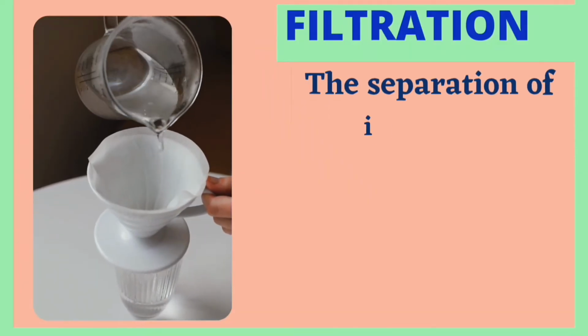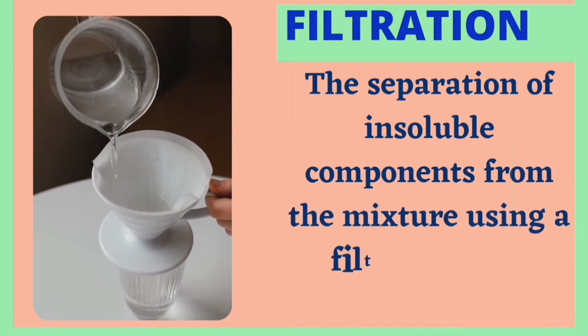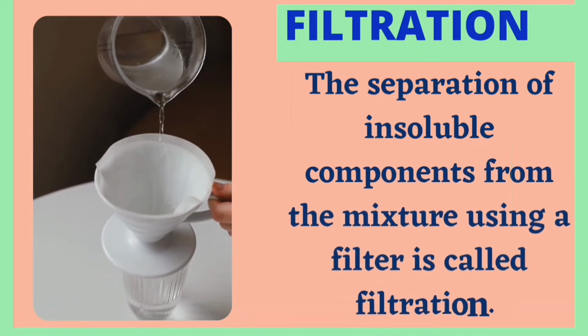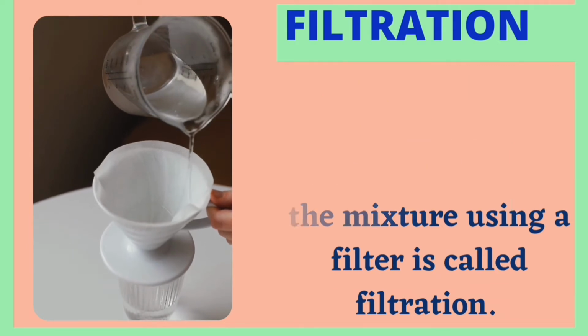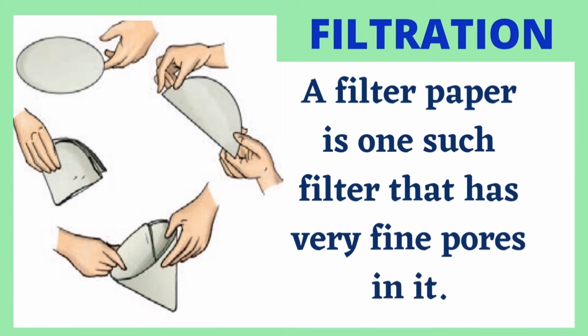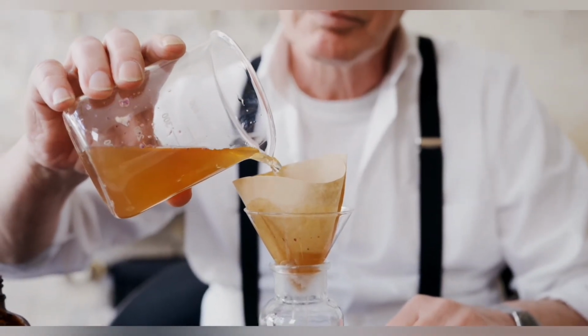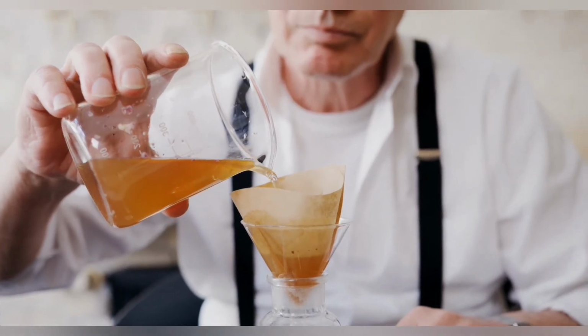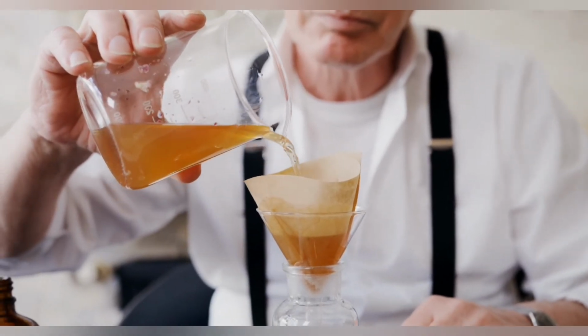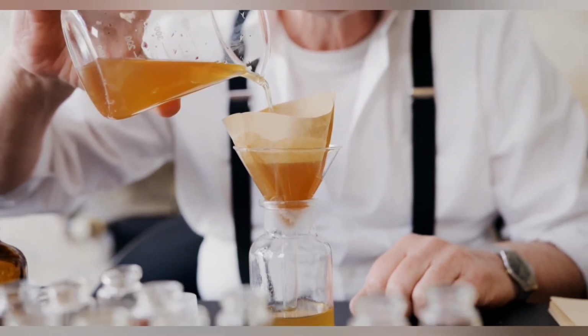To remove the finer impurities, another method of separation is used that is called filtration. In this process, two substances are separated by passing the mixture through a filtering device. Normally, filter paper is used as a filtering device. Filter paper has very fine pores. During filtration, the liquid passes through the filter paper, while the insoluble solid remains in it.